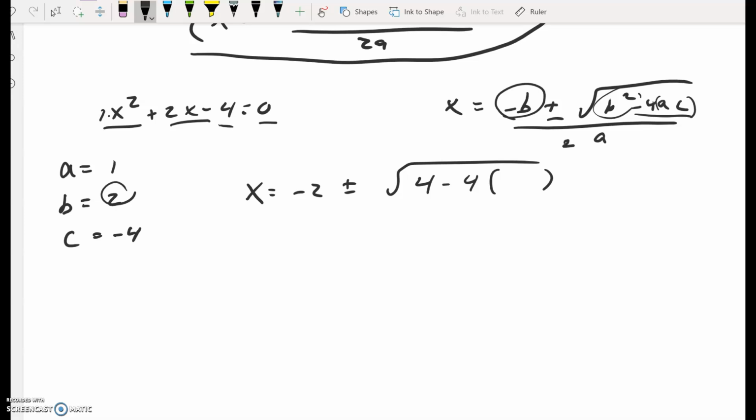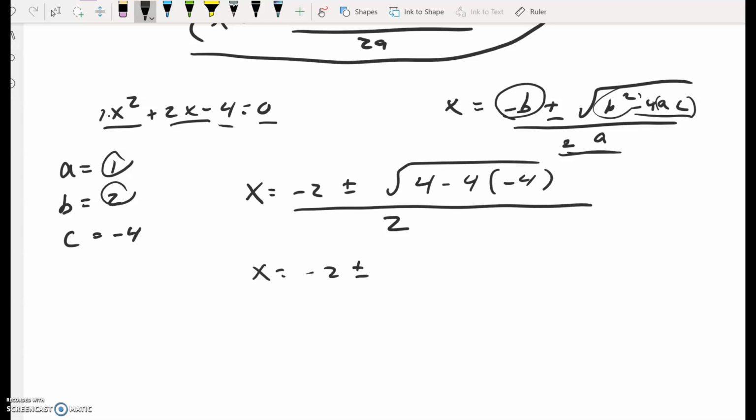a times c is negative 4, all divided by whatever 2 times a is. a is 1, so 2 times 1 is 2. So we have x equals negative 2 plus or minus the square root of 4, and then negative 4 times negative 4 is 16.